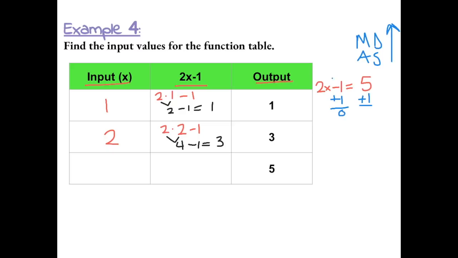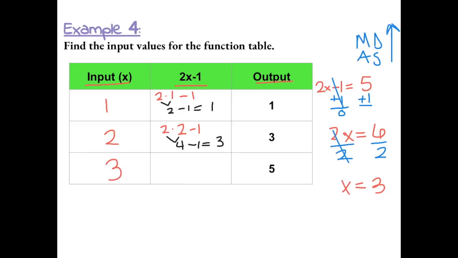These equal 0 and cancel out. So we're left with 2x equals 6. Now we can divide both sides by 2. And we get x equals 3. So that's our last input value.